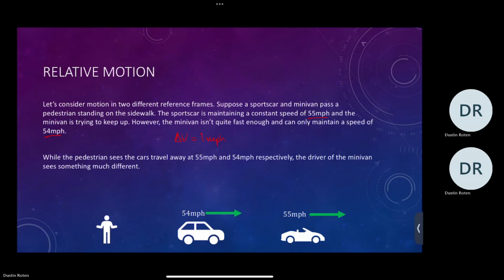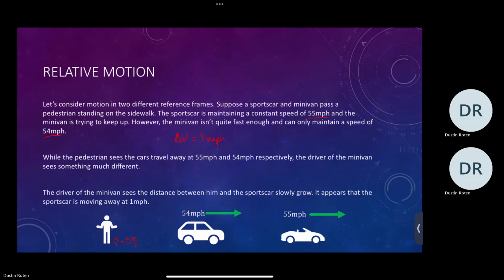So what the pedestrian sees is essentially the cars travel away at 55 miles per hour and 54 miles per hour respectively. Okay, because the pedestrian, remember, their velocity is 0 meters per second. They're not moving. So any motion that happens, they're going to see the true value of the speed of these cars.